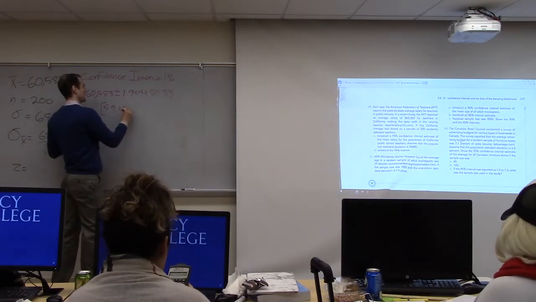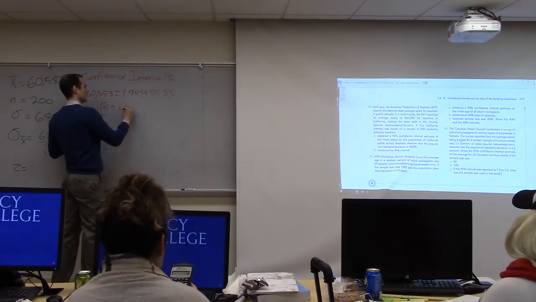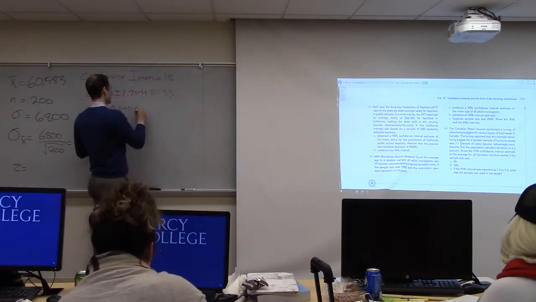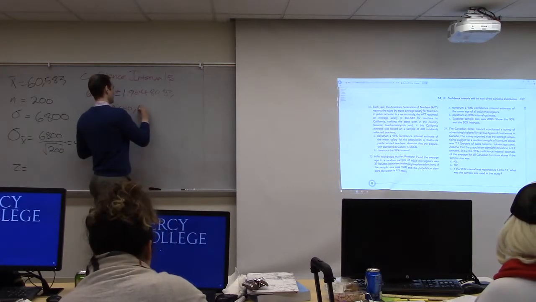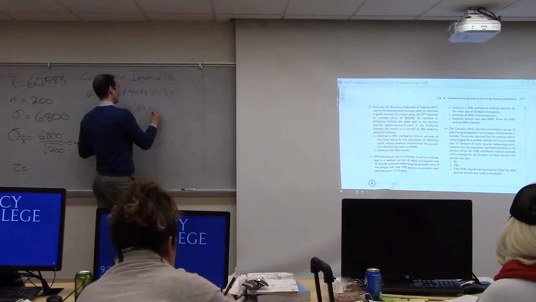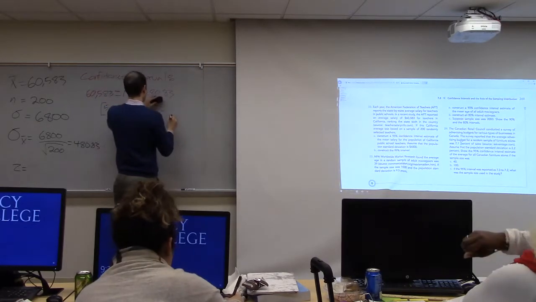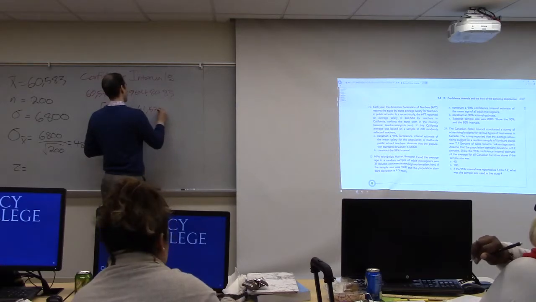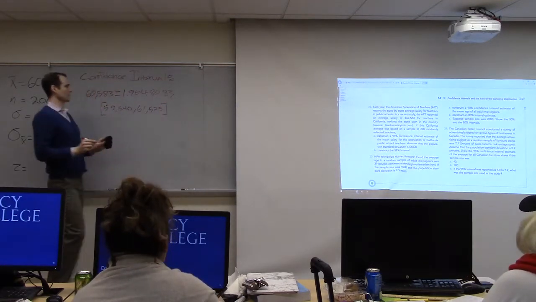59,640.57. Okay, let's just leave it at 59,640. What's the upper bound? 61,525. Okay. Who would like to do the interpretation?